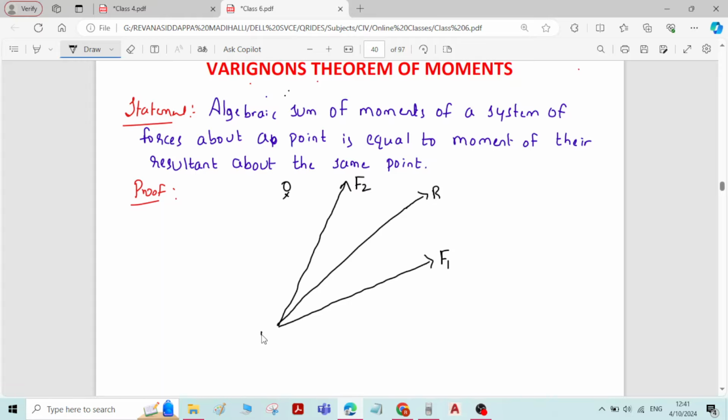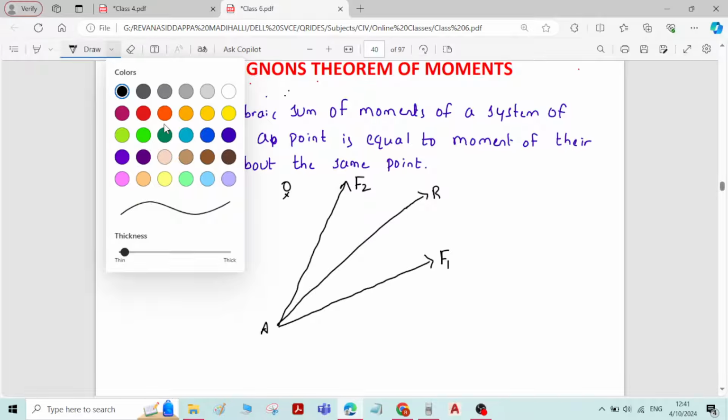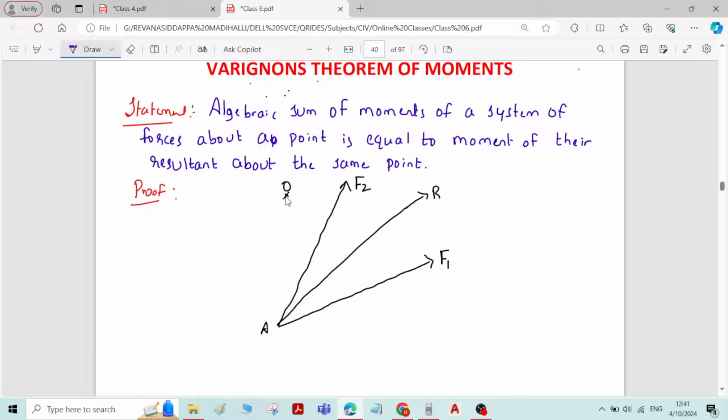Let me take this point as A. Now for the derivation purpose, let us consider OA. Join OA and consider it as the y axis, and the axis perpendicular to the y axis is the x axis.